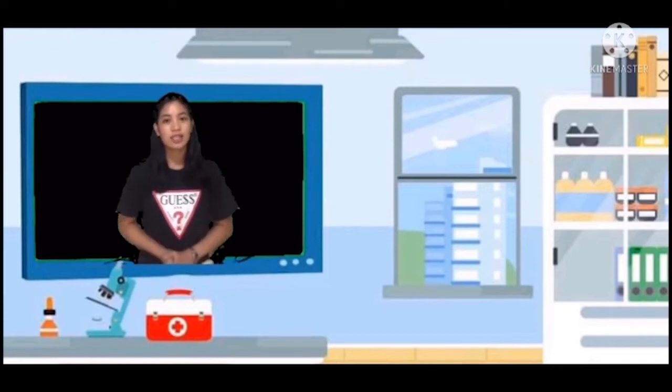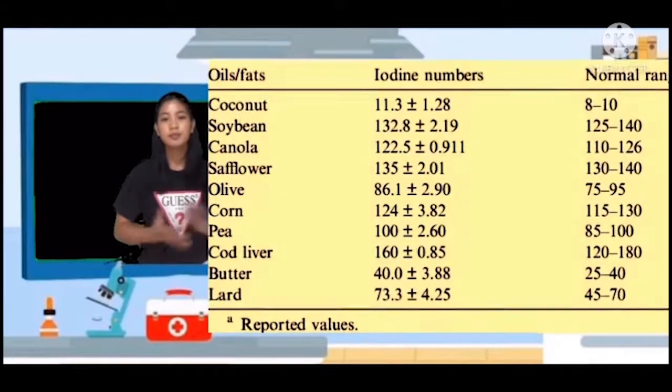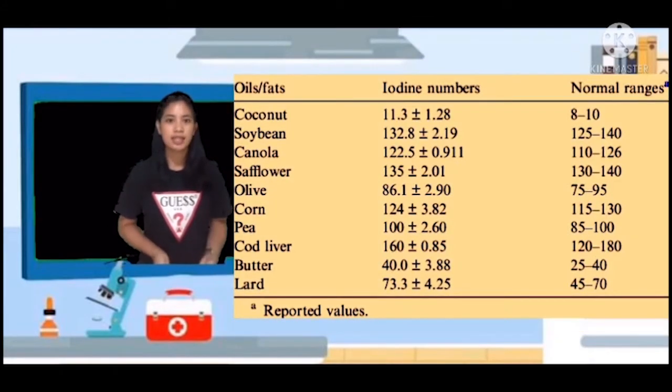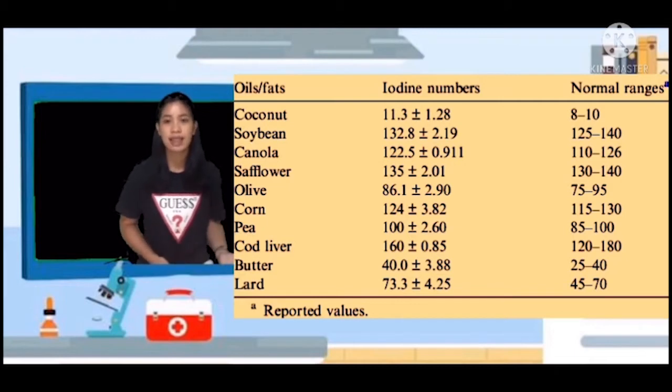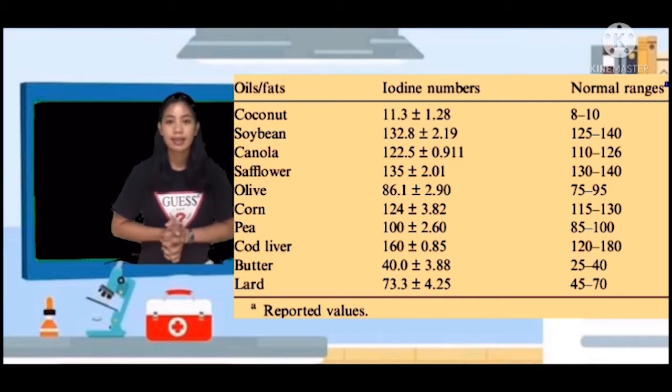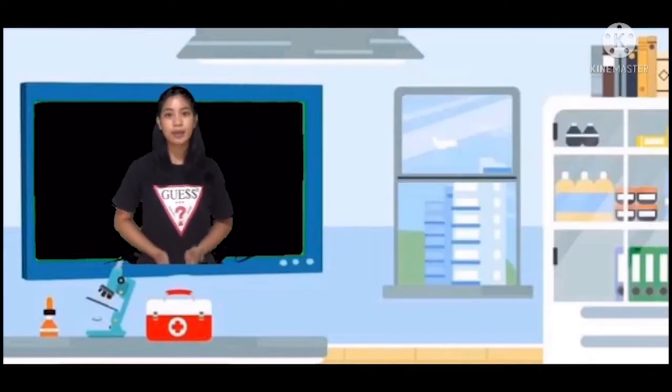Now take a look at the screen, for I'll be showing you a table. That table contains the reported values of oils and fats, their iodine numbers and normal ranges. For example, as you can see, there is the coconut. Its iodine number is between 8.1 to 10, and its normal range is about 8 to 10. And that's about it for my part.